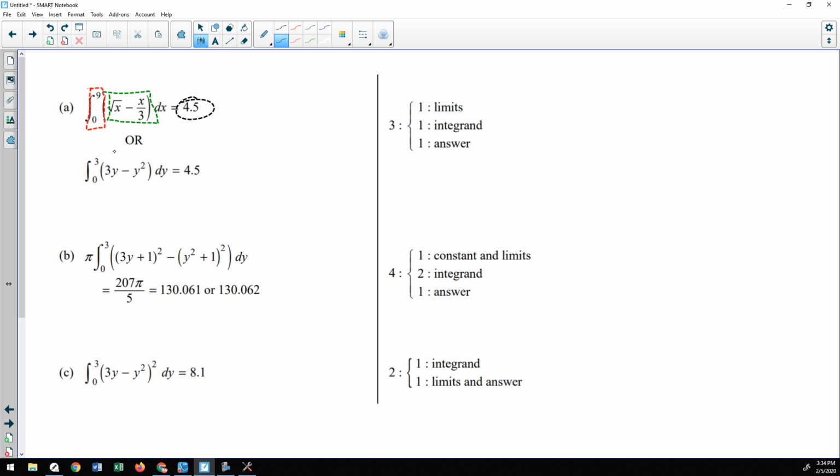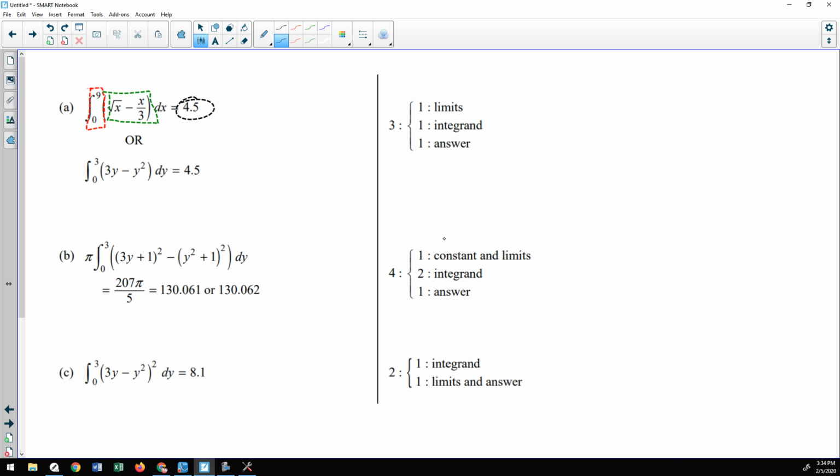You could have done this as a dy, which honestly would have been a little bit easier. You don't have that fraction exponent. However, since you're using a calculator and not doing the antiderivative by hand, it really doesn't make it a whole lot easier. It does look a little bit cleaner, but that is an acceptable setup also. For B and C, your functions must be in terms of y.